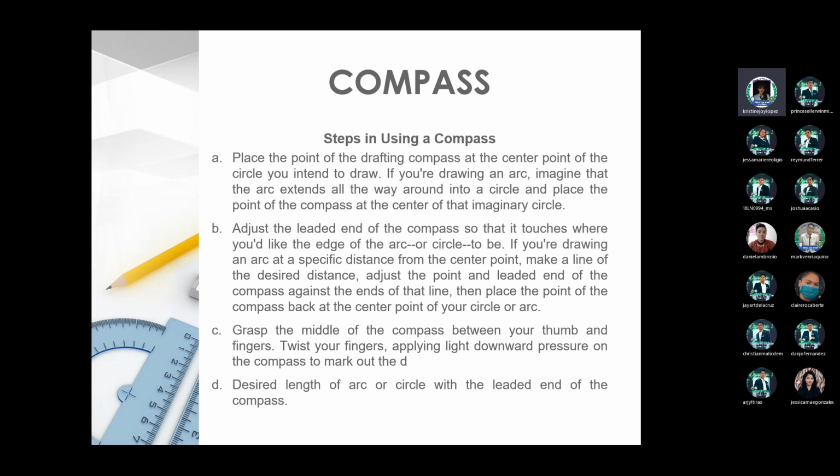So next is adjust the leaded end of the compass so that it touches where you like the edge of the arc or circle to be. If you're drawing an arc at a specific distance from the center point, make a line of the desired distance. Adjust the point and leaded end of the compass against the ends of that line. Then place the point of the compass back at the center point of your circle or arc.